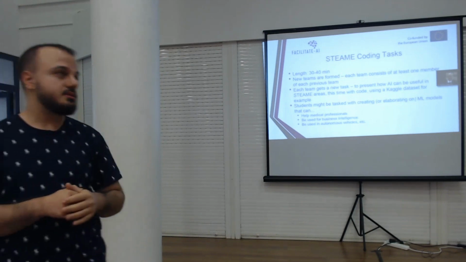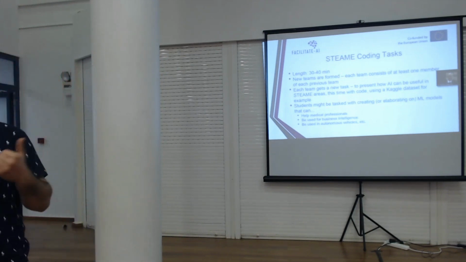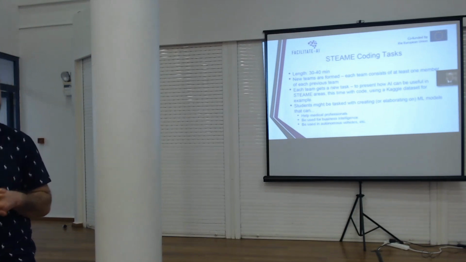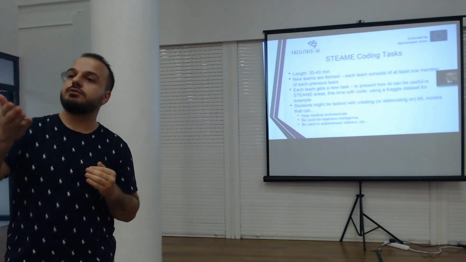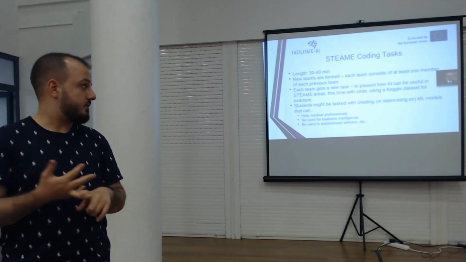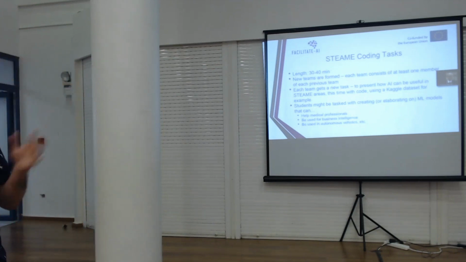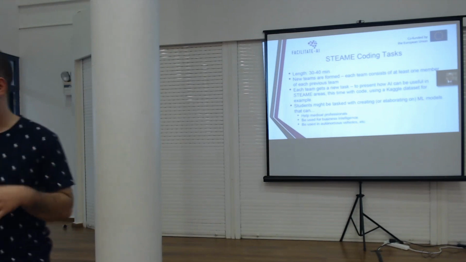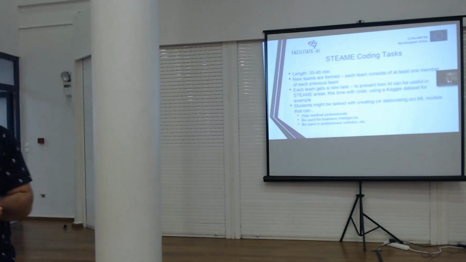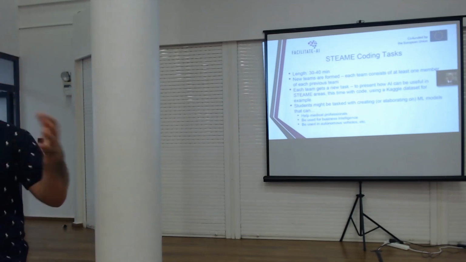We form new teams, and from the previously existing teams, we disassemble them and we assemble new ones with a member from each previous team inside the new team. So in each new team, we get a mathematician, a scientist, an artist, and so on. And now they're tasked with a coding task, basically. They need to present how AI can be useful in STEAM areas, this time with a code, using a Kaggle data set, for example, or using pre-made code. Doesn't really matter, as long as they can explain what lies behind the code.